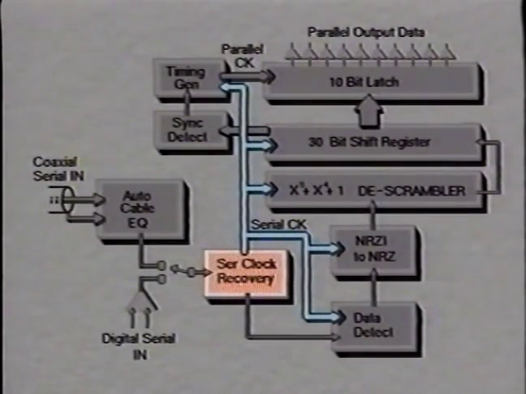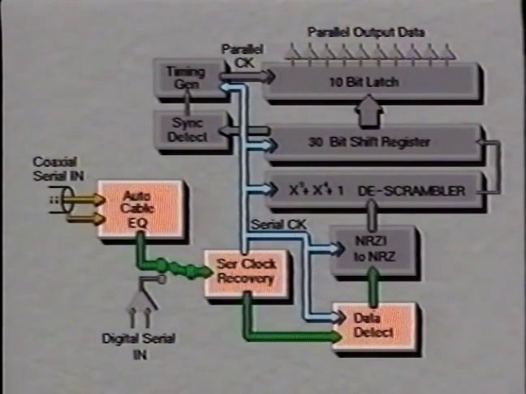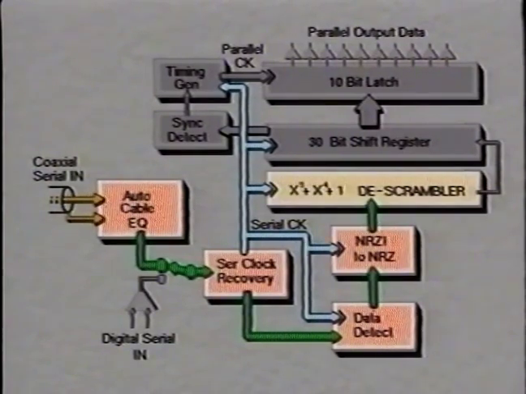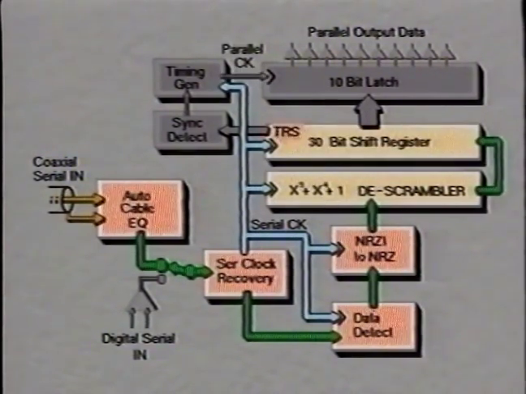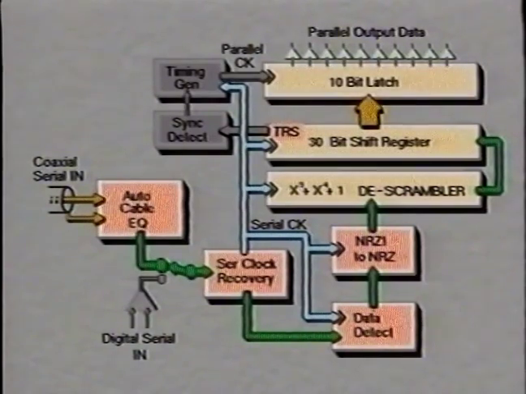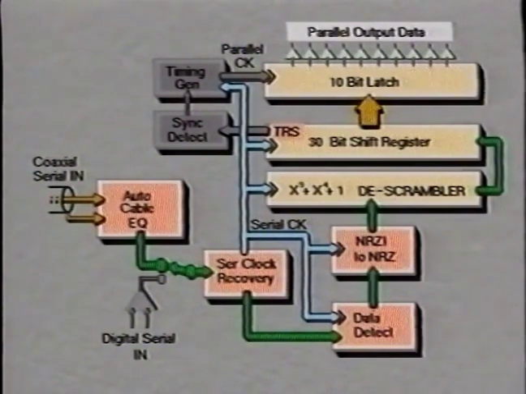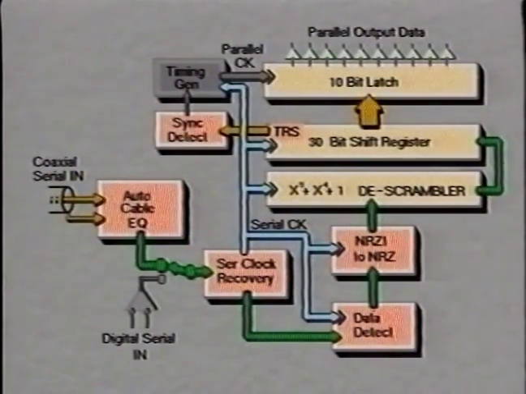Now that we have regenerated a reliable clock signal, we can accurately clock the incoming data into the decoder for descrambling and inversion back to NRZ. It first goes into a 30-bit shift register, then a 10-bit latch, forming once again a 10-bit parallel multiplex data stream, ready to be demultiplexed. The TRS is identified and used to time the 10-bit data latch.